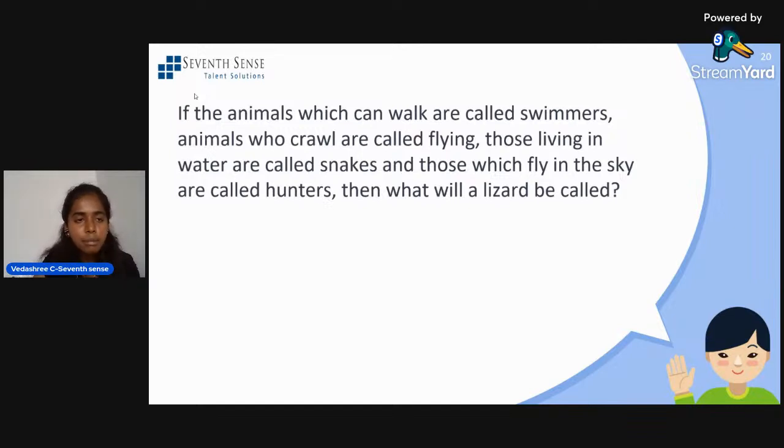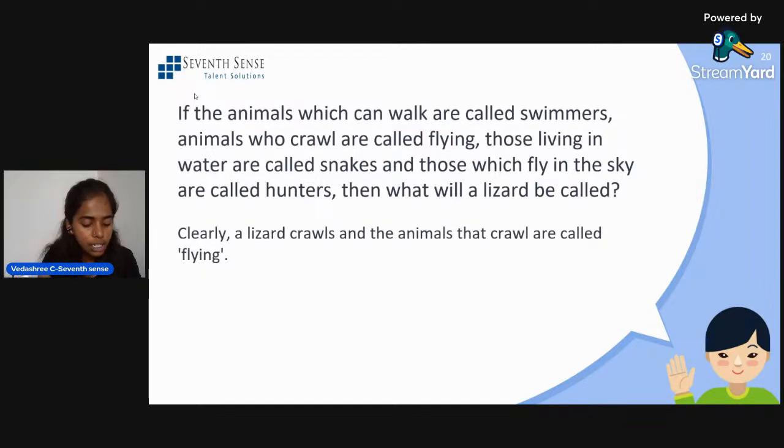So first understand the meaning of each given sentence, then try to answer. What will a lizard be called? Which type of animal has it been called? So if the animals which can walk are called swimmers and the animals who crawl are called flying, so the lizard is an animal who crawls, right? So here the answer will be flying. The animals who crawl are called flying.